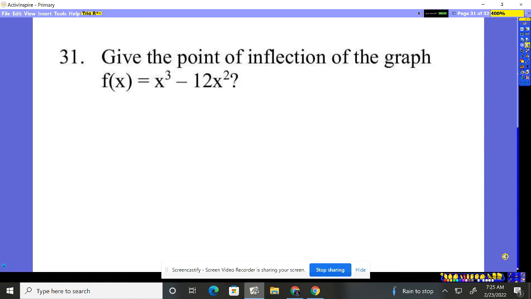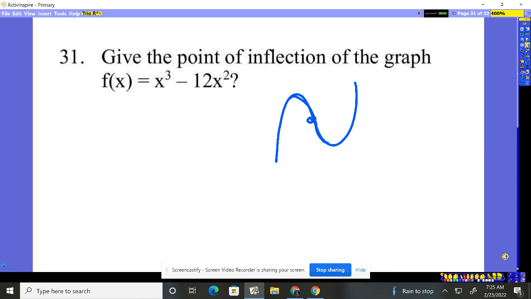31. Give the point of inflection. What is that? Well, if you have a graph, which we do here of x cubed, it's this point where it's bending inwards and then it flips going the other way. So we're trying to find that sort of point right there where the bending, the curvature, changes. How do we find the point of inflection?